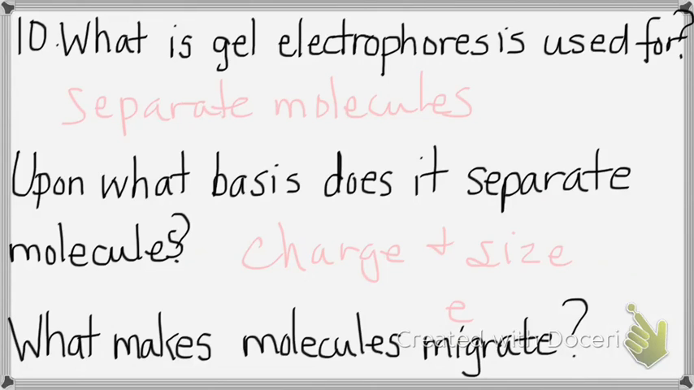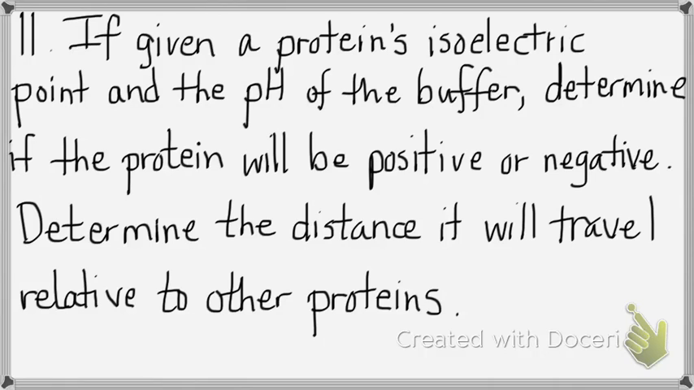I got an E up there. Anybody help me? Electricity, good. You may remember we had to turn on the power supply and plug it in. Yeah. We have to have some electricity. Okay, on number 10. Super. Number 11. Okay, so it says if I give you a protein's isoelectric point, and if I give you the pH of the buffer, determine if the protein will be positive or negative.